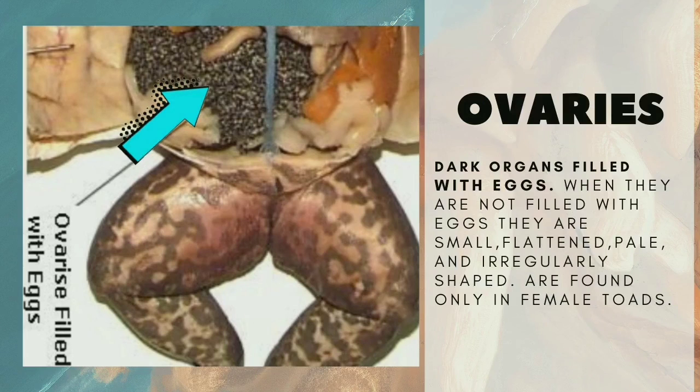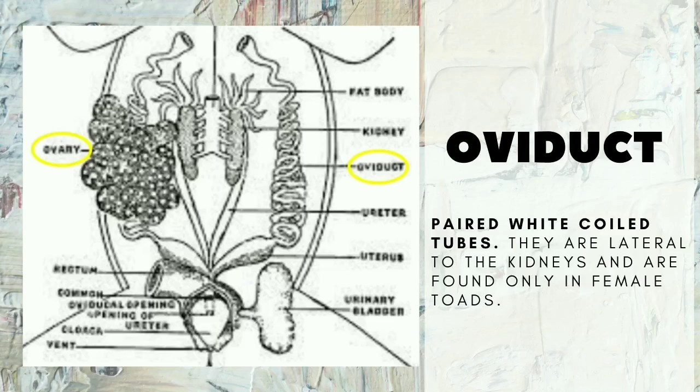Ovaries are dark organs filled with eggs. When they are not filled with eggs, they are small, flat and pale, and irregularly shaped, and are found only in female toads. Oviducts are paired white coiled tubes. They are lateral to the kidneys and are found only in female toads.